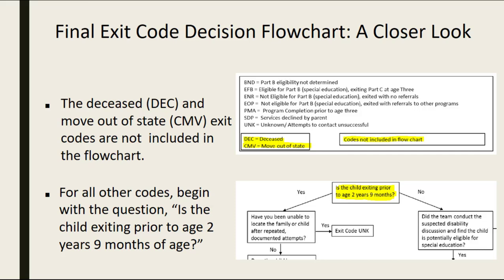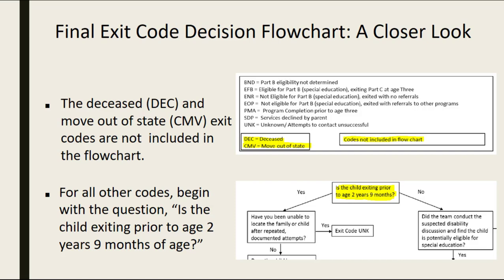In the bottom right-hand corner, there is a key that lists the final exit codes and a brief description of each code. This flowchart does not cover the deceased and moved out of state exit codes. We felt that these codes were self-explanatory and did not need to be included in the flowchart.